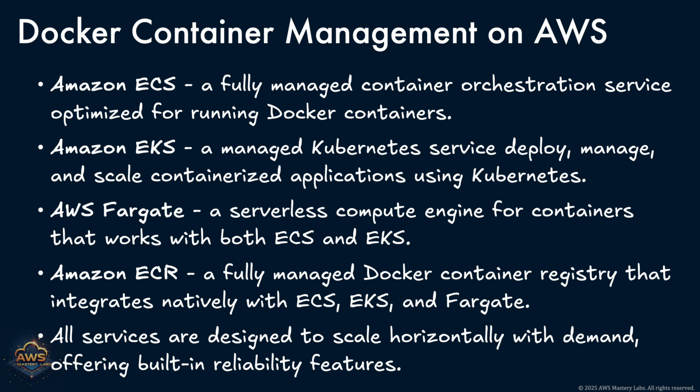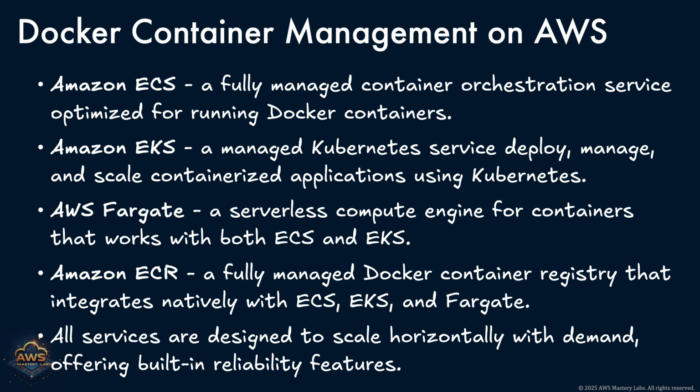Managing Docker containers in the cloud becomes significantly more streamlined and scalable with AWS's suite of purpose-built services. Let's start with Amazon ECS, or Elastic Container Service. ECS is a fully managed container orchestration platform that simplifies the process of deploying, managing, and scaling containerized applications. It's designed with deep AWS integration and is ideal for teams looking to stay within the AWS ecosystem.